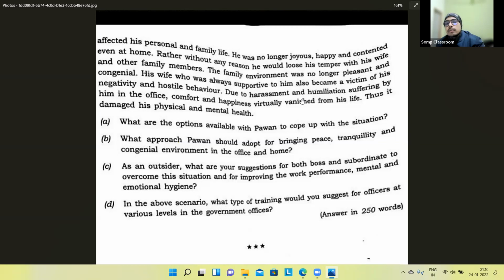Okay. Make this heading: Options available with Pawan. This is the heading of your first part. Now you should write pointers. Now, remember, it is asking about the options.